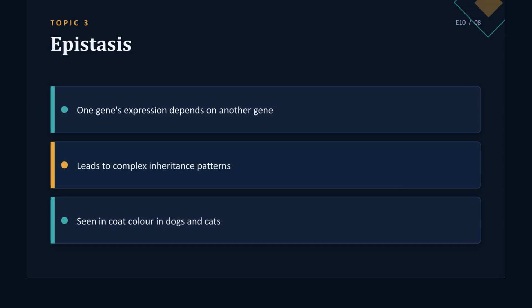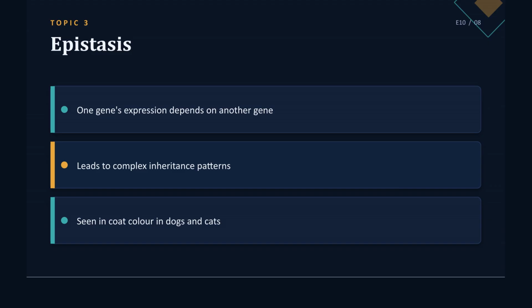Epistasis is a gene interaction in which the expression of one gene is dependent on the presence of another gene. It is not a gentle tuning, one gene can effectively gate another. Because of that gating, epistasis can lead to complex patterns of inheritance, where the phenotype you observe does not map neatly onto a simple single-gene expectation. You can see epistasis at work in traits such as coat color in dogs and cats, where the action of one gene determines whether a second gene's effect is even visible.